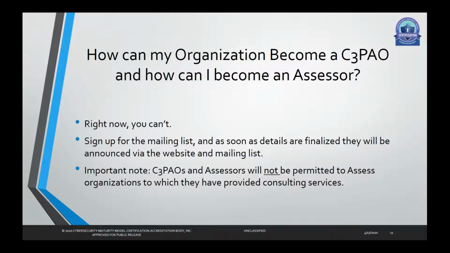Important to note, if you're looking to be a C3PAO or an assessor, you cannot consult to the organization and then also assess them. That's a conflict of interest. So you kind of have to pick or choose. Do you want to be in the consulting business or the assessing business?